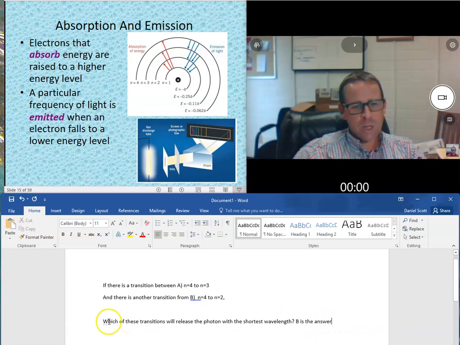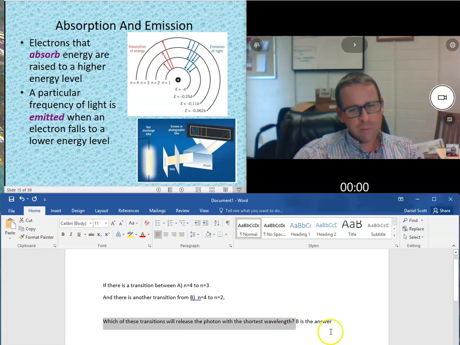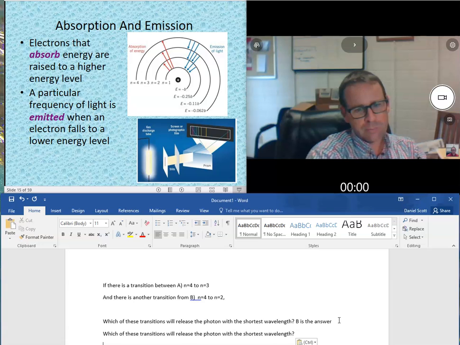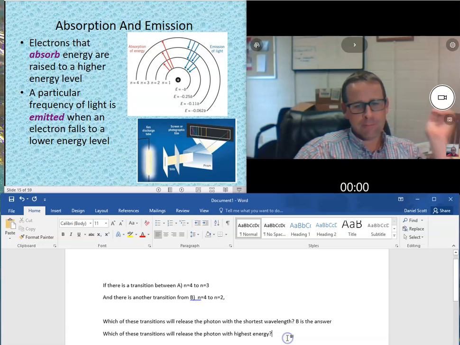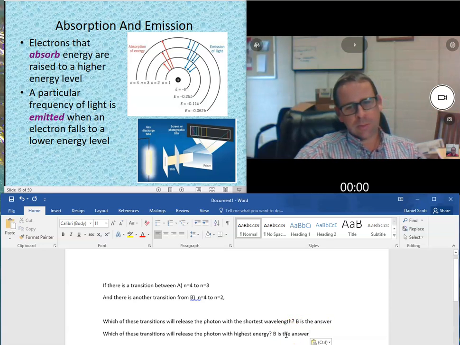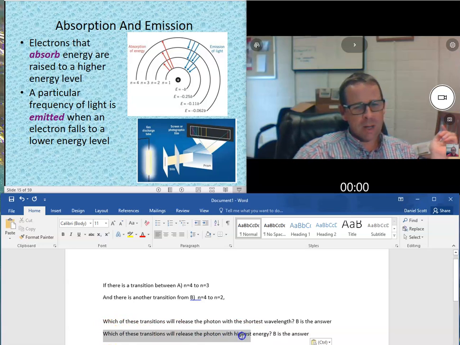What if we had asked this question, which transition will release the photon with not the shortest wavelength, but the highest energy? Wouldn't that also be B? Yeah, I think so. The shorter the wavelength, the more energy. I think this one is easier for us to think about.